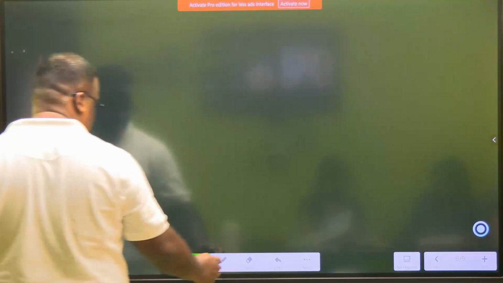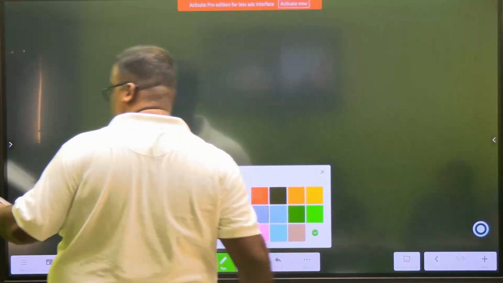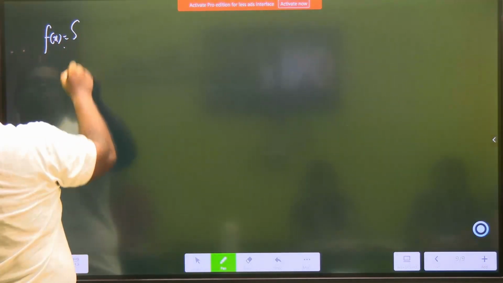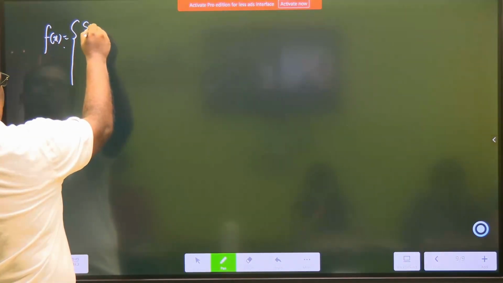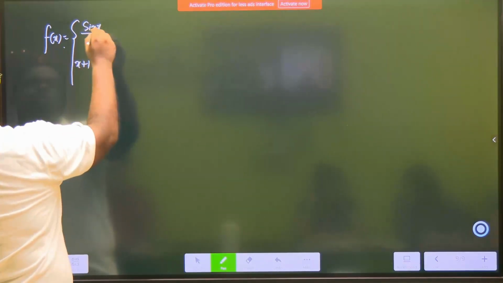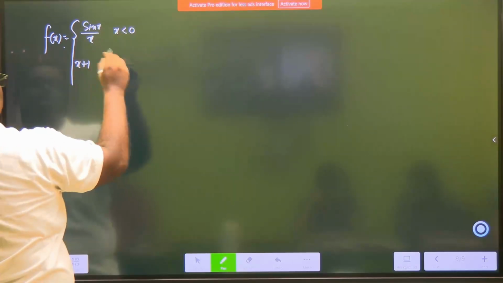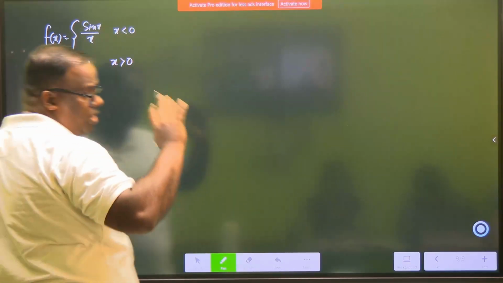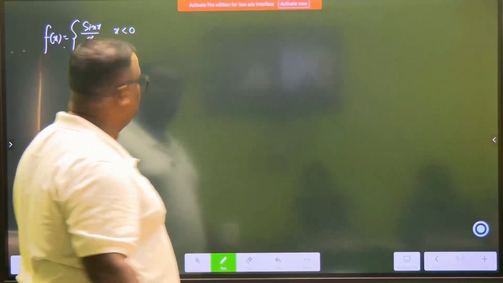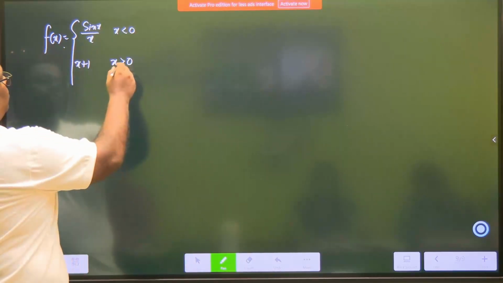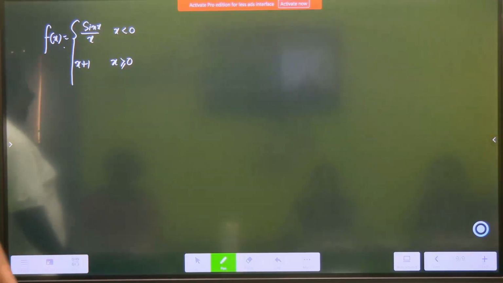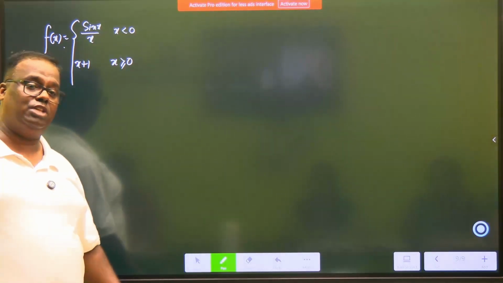Let's say we have a function f of x. Now you'll develop the intellect to solve it. It is sin x upon x for x less than 0, and x plus 1 for x greater than or equal to 0. Don't worry, I'm deliberately not putting the question number. Now see, children, 0 is the critical point. There is a definition for less than 0, 0 as well as greater than 0.